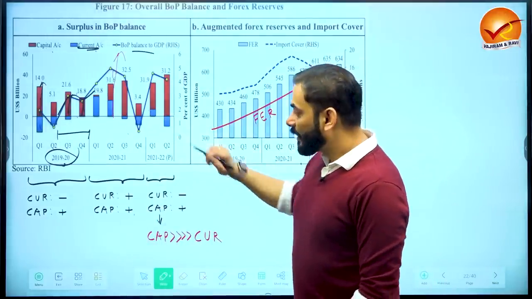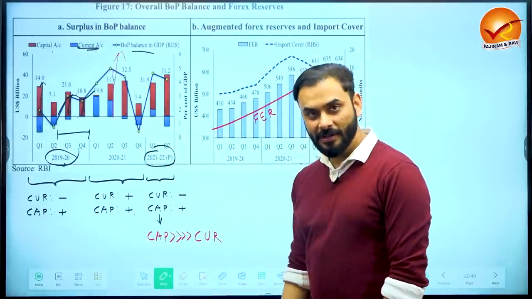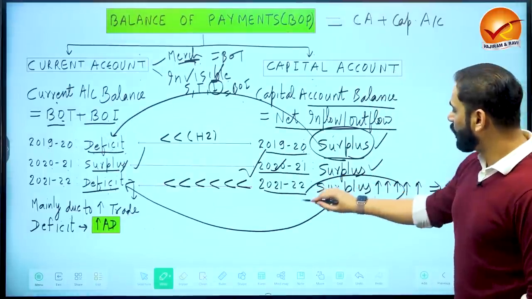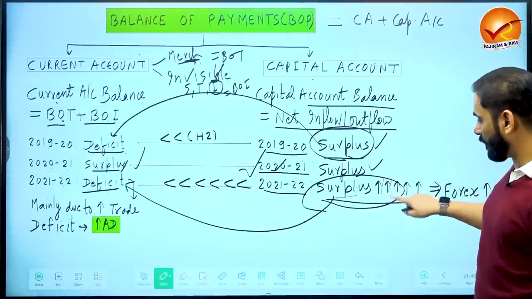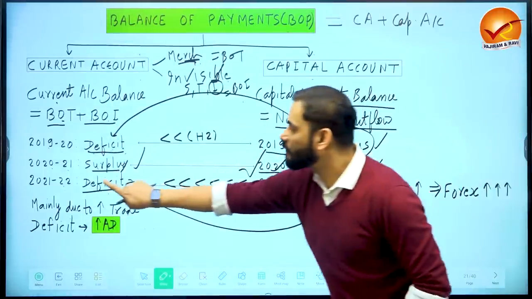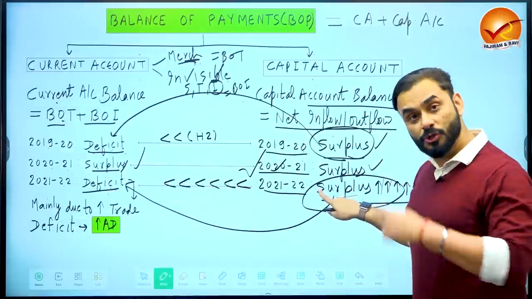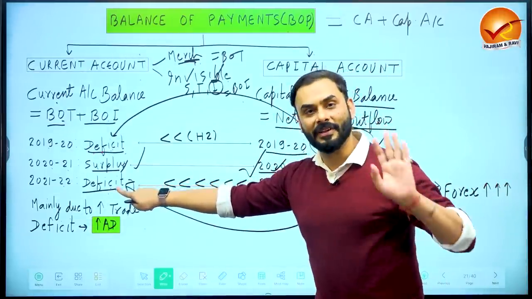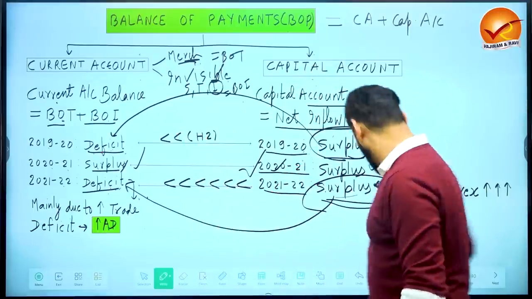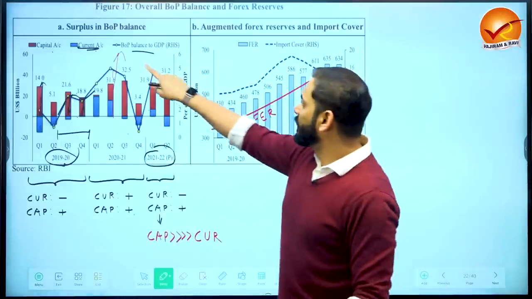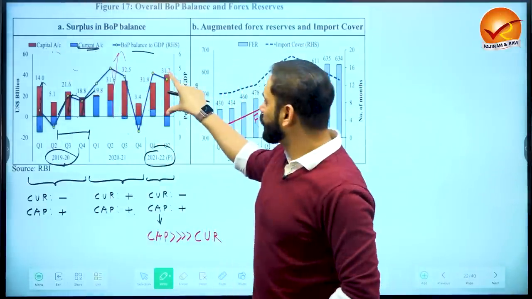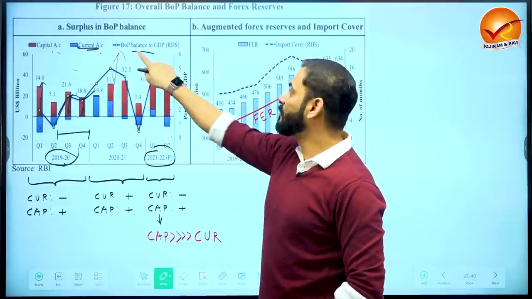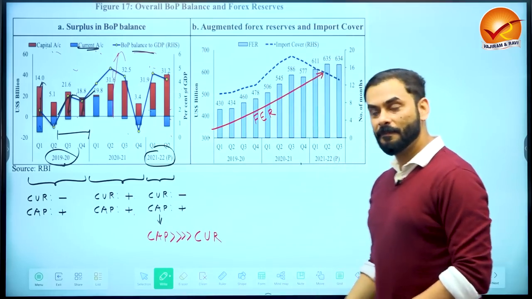When you come to this side, 2021, I told you that in 2021, our capital account had huge surplus. See, look at the number of arrows, huge surplus. But this was negative. But this was so positive that it covered this negative thing and everything became positive. So here, this part, capital account is so positive that it covered this negative thing and balance of payment became positive, right?